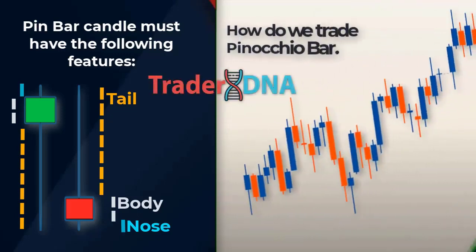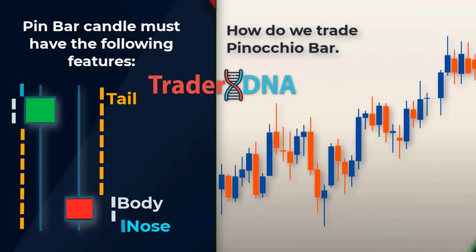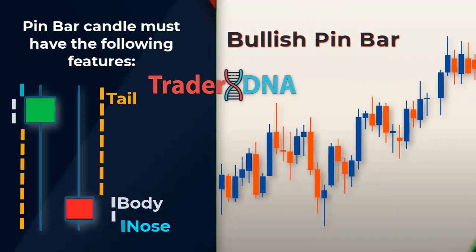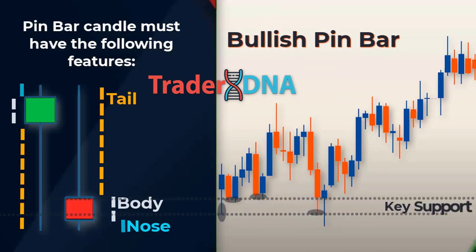How do we trade Pinocchio bar? Bullish pin bar. A valid tradable bullish pin bar is located at the end of a bearish trend, and its lower candle wick goes below the overall price action. If you spot a bullish pin bar set up on the chart, this will set up a nice opportunity for a long position. When trading bullish pin bars, you always need to put your stop loss a few pips below the low of the pin.